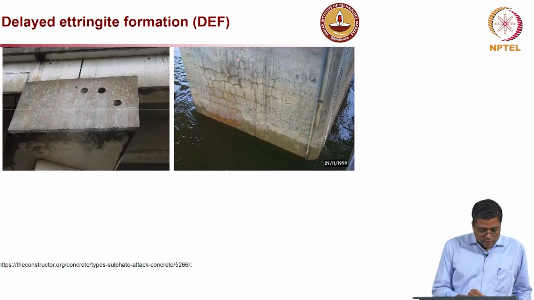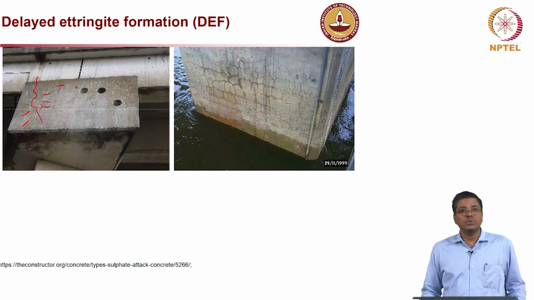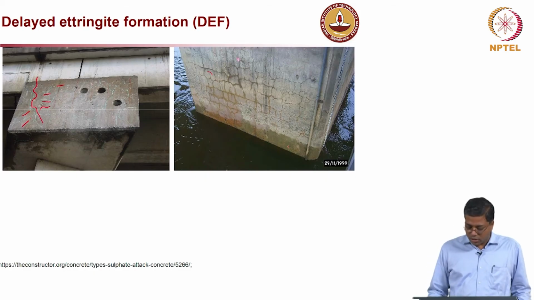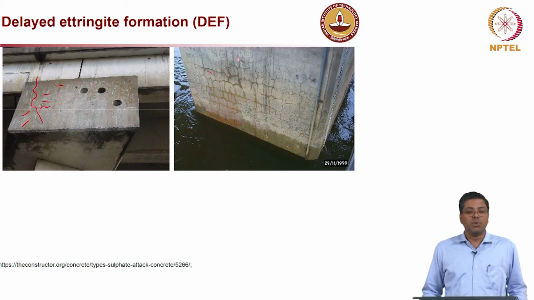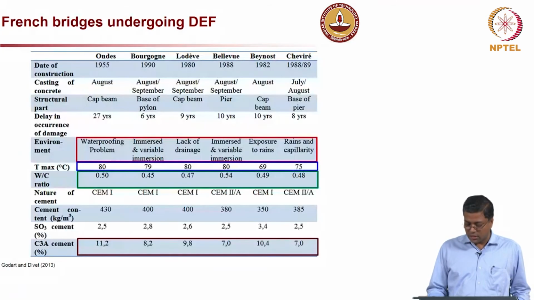Okay. Now, here are some more examples where you can see map cracking. There is no particular shape for these cracks which are formed due to sulphate attack, and here also you can see random cracking on all these elements. Again, all these are mass concrete elements, and that is where we see maximum delayed ettringite formation, internal sulphate attack.